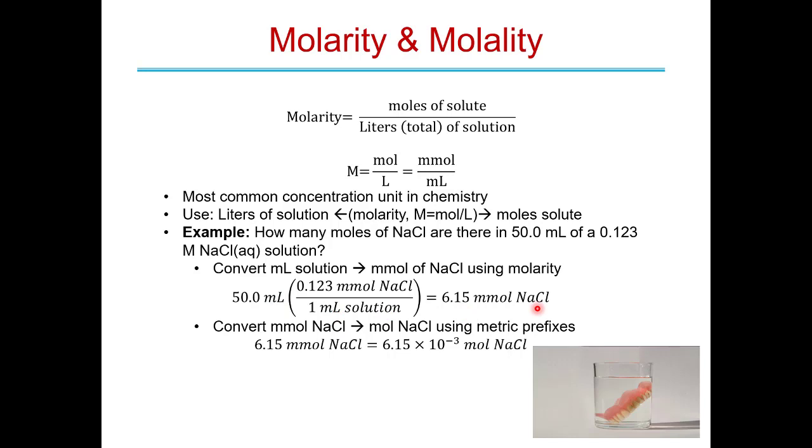So 6.15 millimoles of sodium chloride. Then our question was asking how many moles of sodium chloride there are. So now we're going to convert millimoles into moles just using our metric prefix. We just replace the milli with its power of 10, so that's 10 to the power minus 3, and there we've converted into moles. Simple and easy. 6.15 times 10 to the minus third moles.